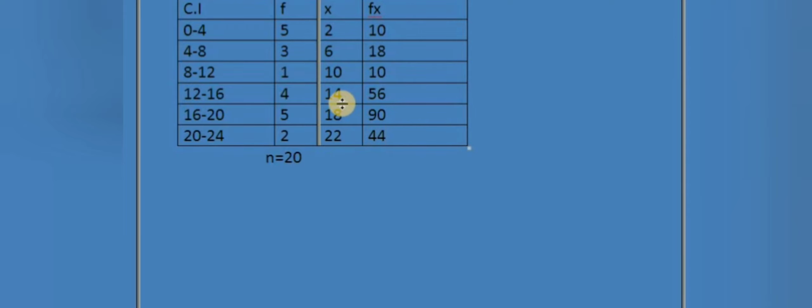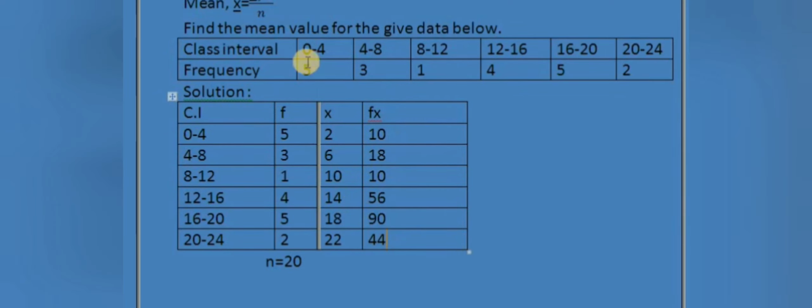And what is this n? N is the total number of frequency. By adding all the numbers in f column we got the n. According to that formula, x dash is equal to summation of fx. What is this summation of fx? We found fx, but summation of fx means by adding all the numbers in fx column we get summation of fx.